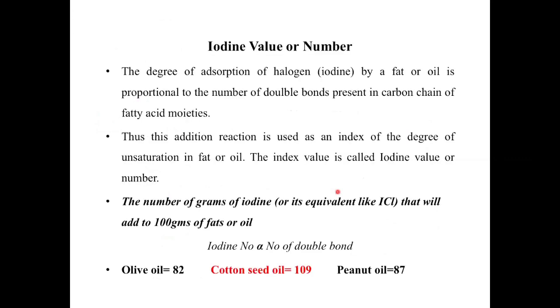The next one is, what is the iodine value or iodine number? Just like our earlier slide on saponification value, iodine value is also an important part to determine the various structural properties of lipids. On the basis of iodine value, we can find out whether the oil is good for health or not. For example, olive oil is 82, cottonseed oil is around 109 on the iodine value index. That means cottonseed oil should not be good compared to olive oil, which is only 82. So the iodine value is the number of grams of iodine or equivalent, like ICl, iodine chloride, that will add to 100 grams of fats or oil. When it reacts, that means there is a presence of unsaturated double bonds.